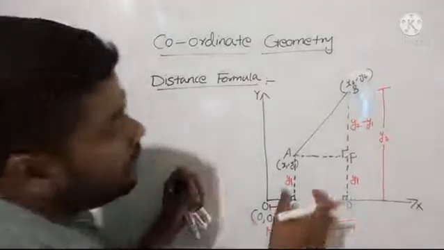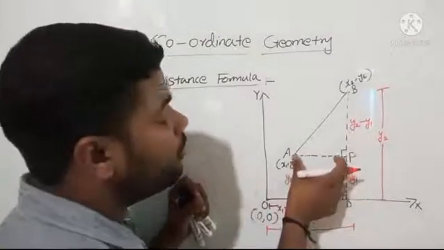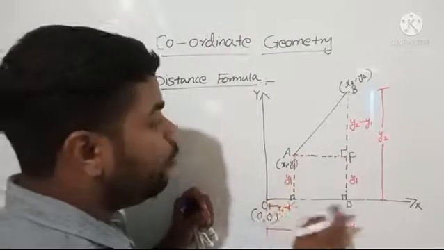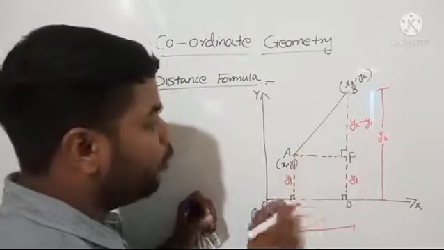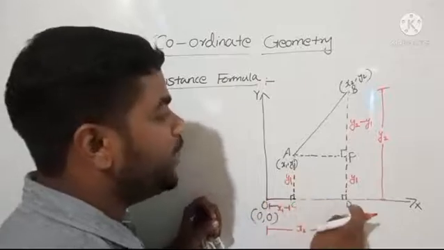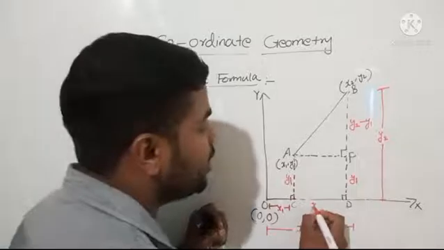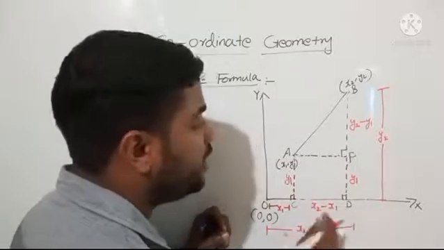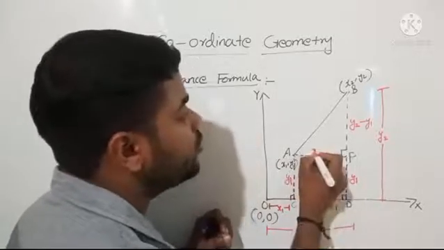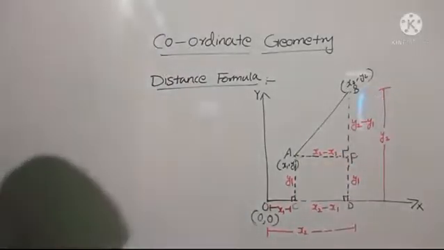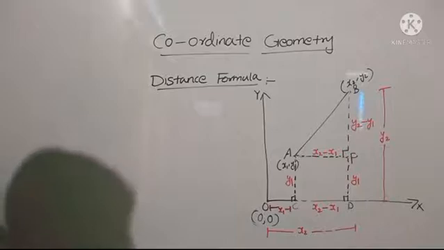In the same way we can find the length of AP. The length of AP is OD minus OC. The distance from O to D is x2 and from O to C is x1. So the distance CD becomes x2 minus x1, that is, the length of AP is also x2 minus x1.